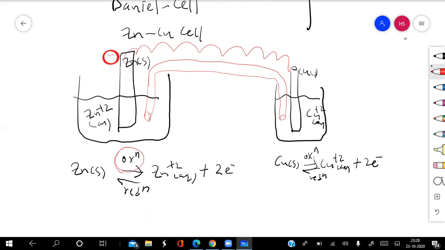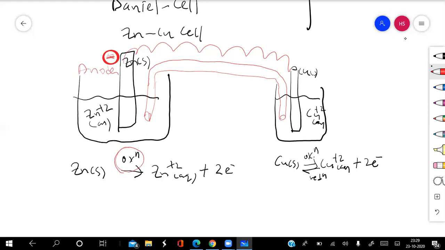Understood? And what do you mean by oxidation? Oxidation means loss of electrons. So at this electrode, the electrons are produced. Wherever the electrons are produced, that electrode will become negative. And wherever oxidation takes place, that electrode is called the anode. So hence, in the galvanic or voltaic cell, the negative electrode is the anode. Always remember that wherever oxidation takes place, that electrode will be called the anode.